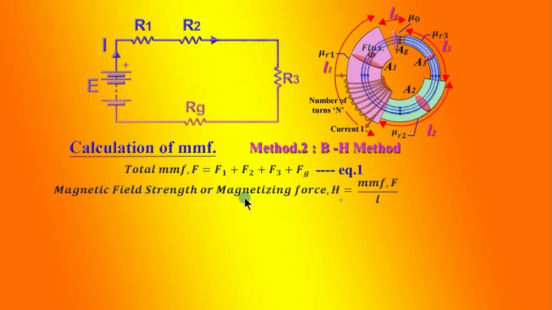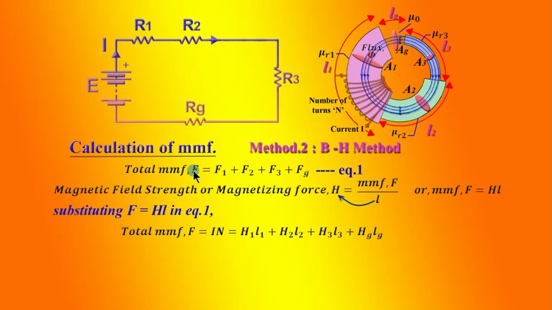Magnetic field strength or magnetizing force H is equal to MMF F divided by L, or MMF F is equal to HL when we bring this L to this side. Substituting F is equal to HL in equation number 1, total MMF F is equal to I into N, that is F1, that is H1 into L1 plus H2 into L2 plus H3 into L3 plus Hg into Lg.